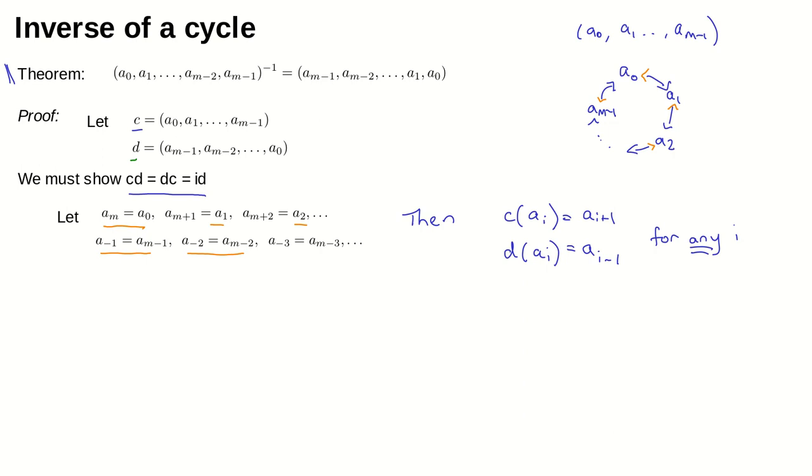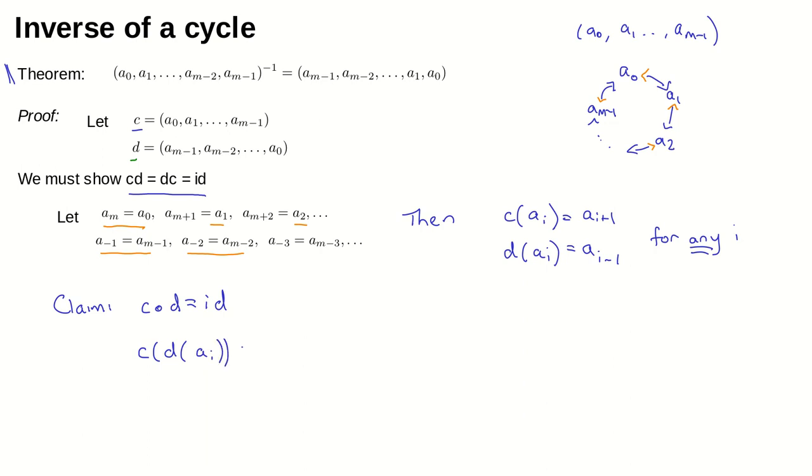We're supposed to show that C composed with D and D composed with C are the identity. I'm just going to do one of those things and I'll leave you to do the other. So we claim that C composed with D is the identity function. Okay, and the proof of that claim is just to look at what happens. Well, first of all, let's look at what C composed with D does to one of the numbers Ai. So any i at all, what happens?